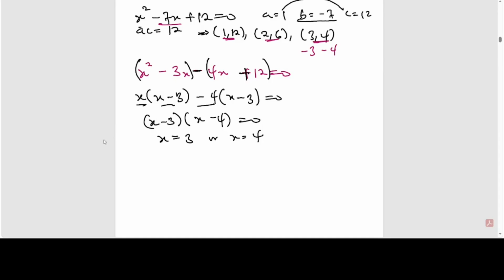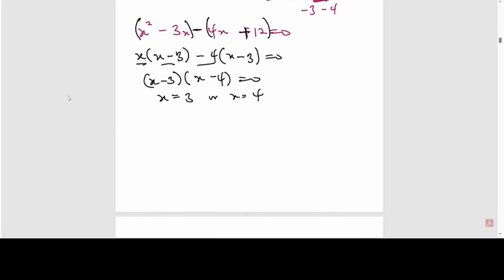Now let me explain, what if this equation were an expression? It means that there wouldn't have been any equality sign, right? So the question would have been factorize, or even if the question says solve x squared minus 7x plus 12, this one does not have any equal sign, but then we go by the same approach. We go by the same method, find a, find c, find the product ac, and then pair the factors, and so on, to get to the final.